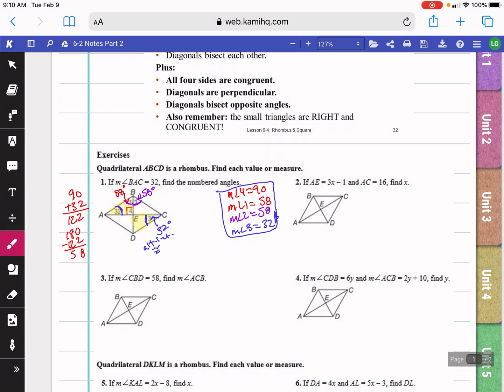In number 2 here, they say AE equals 3x minus 1. And AC, the whole line, is 16. So the whole line is 16, we know that each individual piece is going to be 8 units long. So that'll help us write an equation to find x. So 3x minus 1 equals 8. And I can continue solving from there.